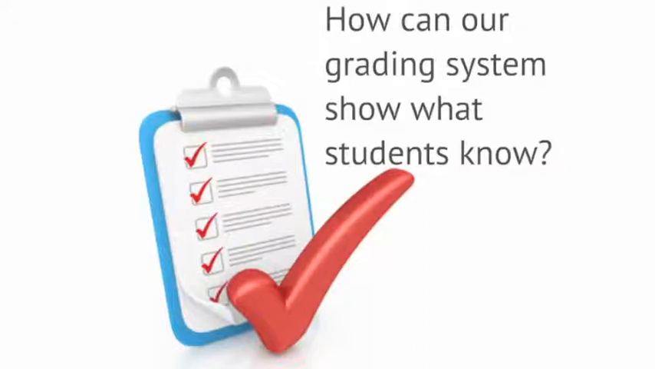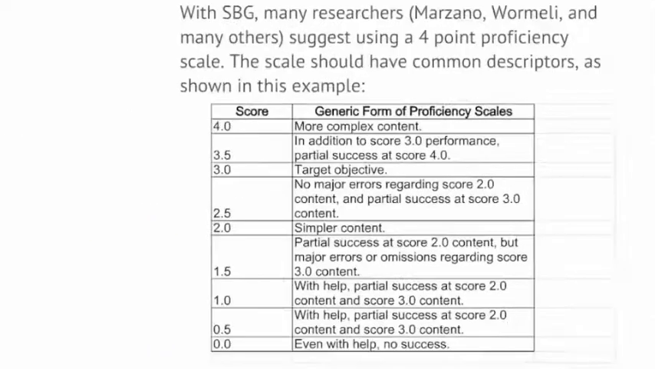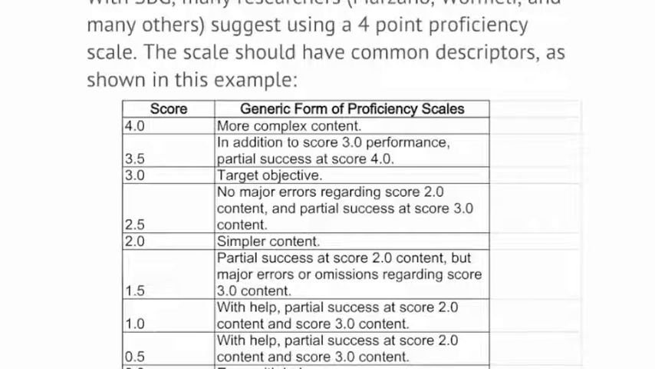So once we've chosen our standards, how can our grading system show what students know? One of the first things we would need to do is develop some sort of generic proficiency scale. A lot of people who support standards-based grading also support the idea of using a 4-point proficiency scale like the one shown here, rather than the 100-point scale.